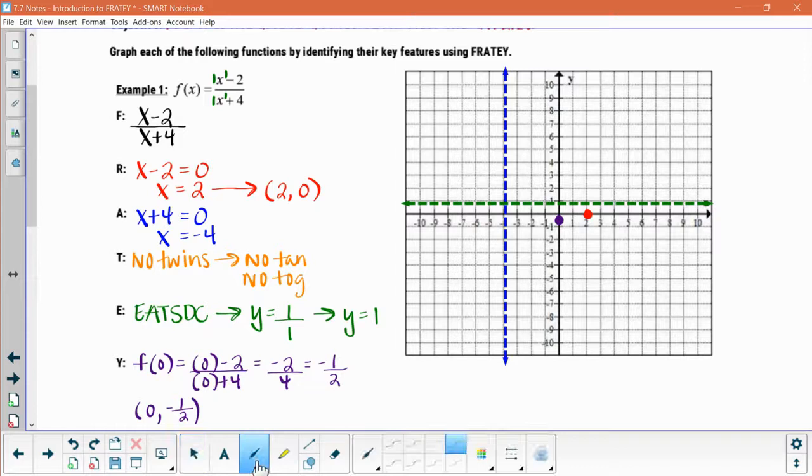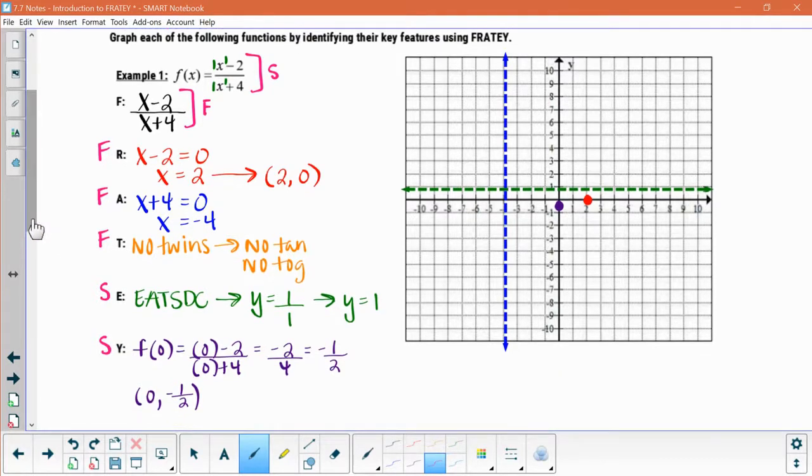Now, before we go on and actually draw our curves, there are a couple of things I want to talk about with FRATEY. Sometimes it is better to work in factored form. Sometimes it's better to work in standard form. So here is standard form, and here is factored form. When you're getting your roots, you want to work in factored form because you'll have to set your numerator equal to 0. When you're getting your asymptotes, factored form. Twins, you want factored form. End behavior is best in standard form, and y-intercept is best in standard form. So just know that going forward.